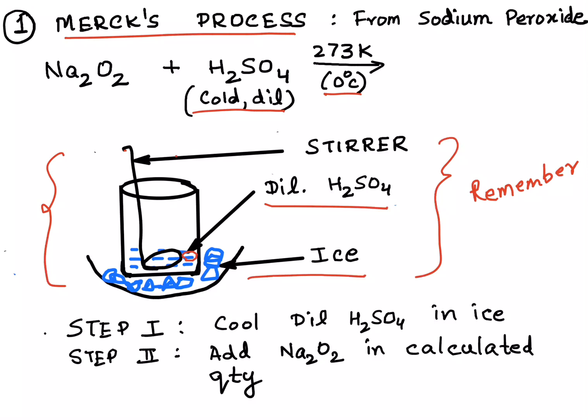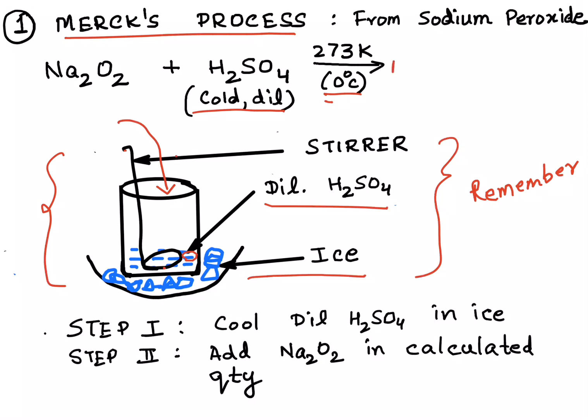So what you do is you first cool the dilute H2SO4 in ice so that the temperature becomes around 0 degrees Celsius. Slowly we will add a measured quantity of sodium peroxide in this H2SO4.